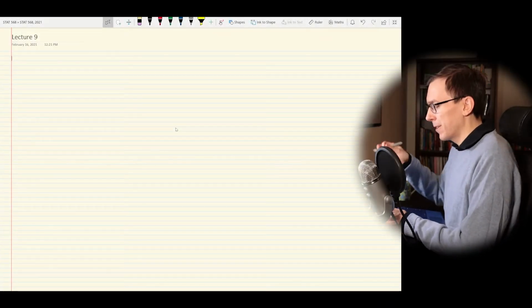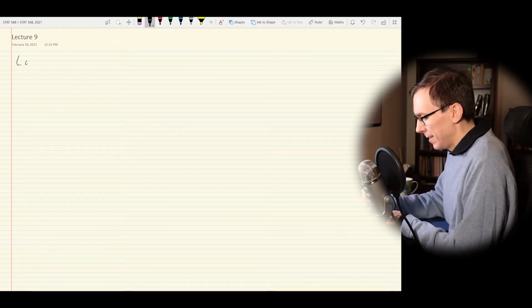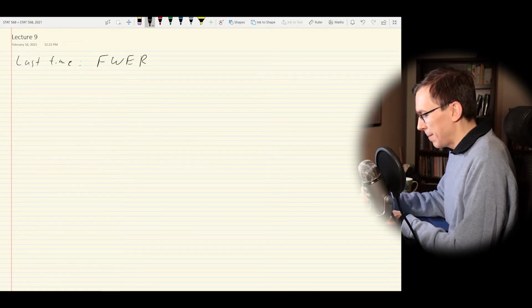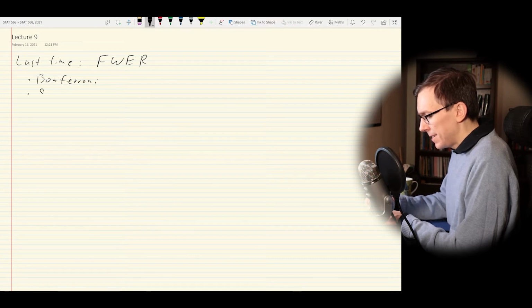And just to recap from last time, we did the FWER, or the family-wise error rate. And we talked about different methods. We talked about Bonferroni. We talked about Sidak's method. We talked about Holm's method. And more generally, we talked about the step-down.